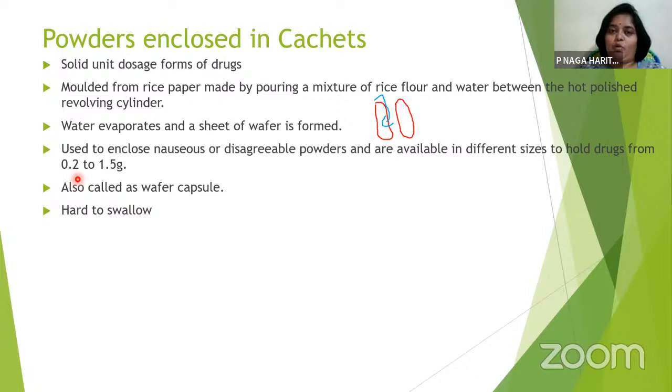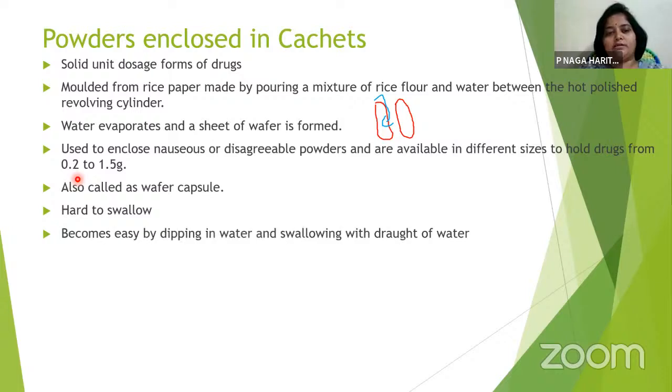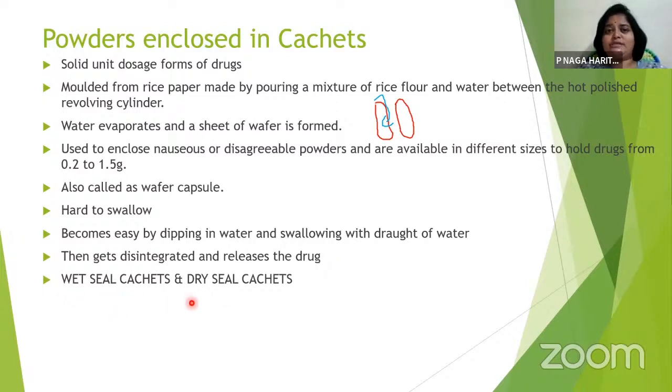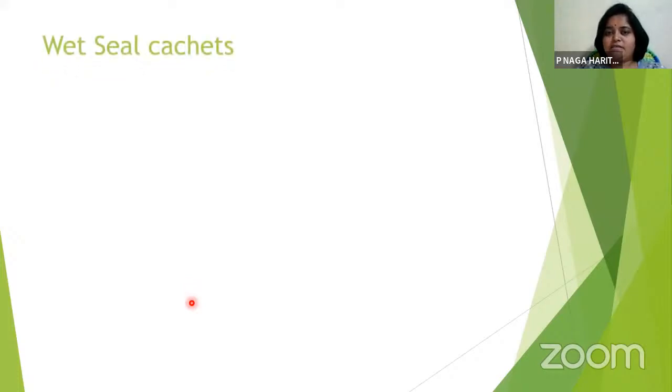They are hard to swallow. Just like how I said, you cannot take powders as such and gulp, you have to use some water. So here the cachets are also difficult to swallow, so before administering, they have to be dipped in water and then swallowing becomes easy. You swallow with a gulp or a draught of water, and then it disintegrates and releases the drug. So here we have two types of cachets, wet seal cachets and dry seal cachets. What are they? We'll just see about that.